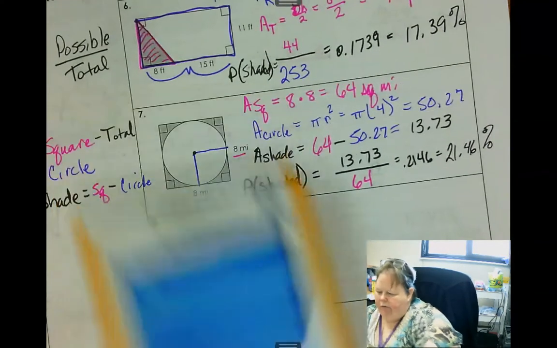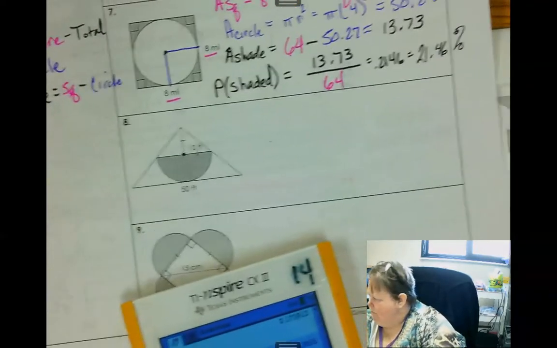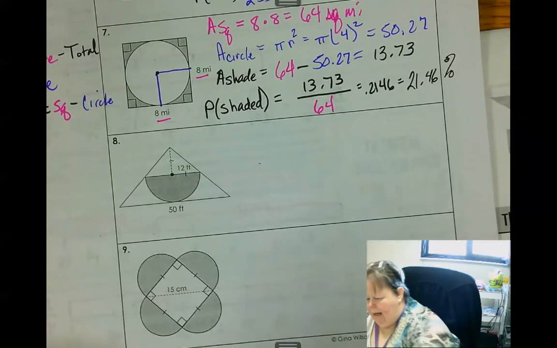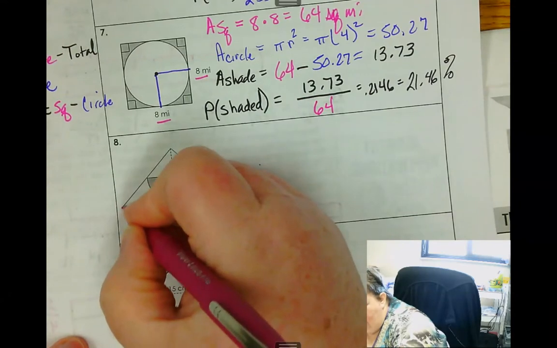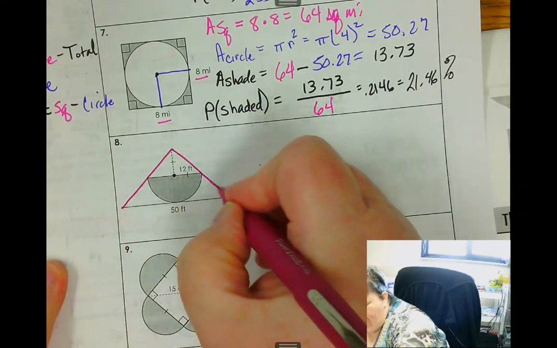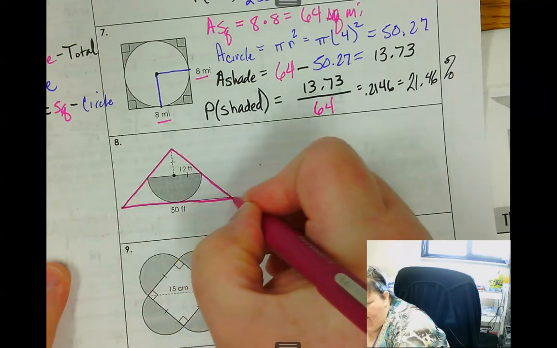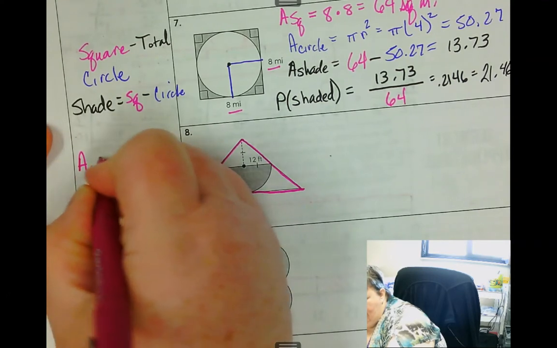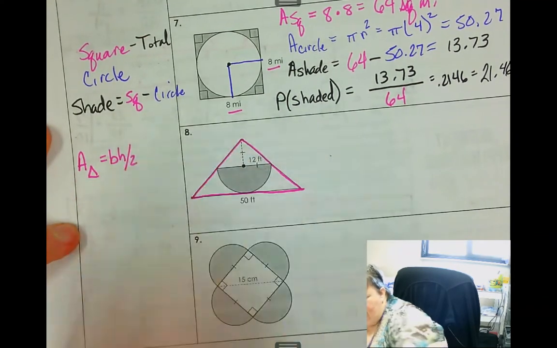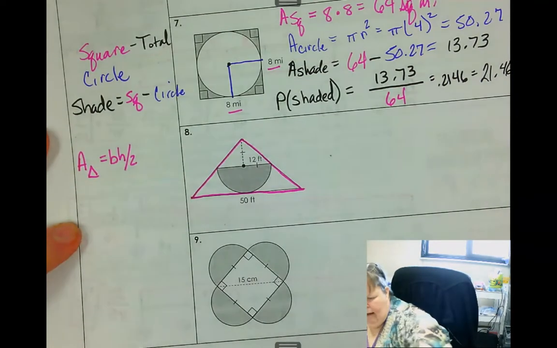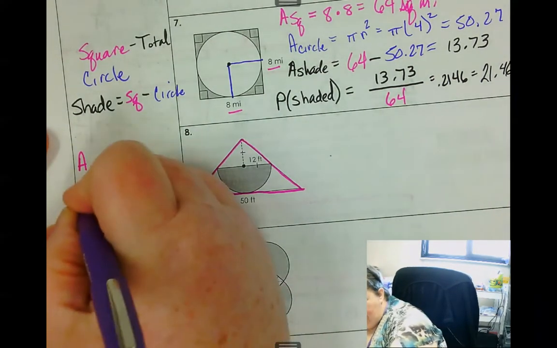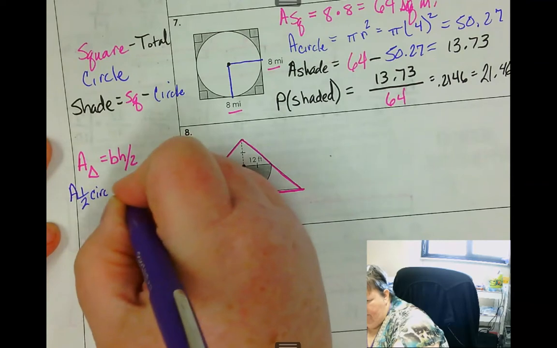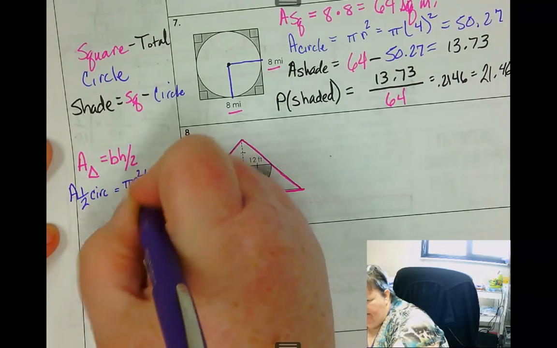That one had a lot of extras in it. But let's look at number 8. Let's analyze this. I have a big triangle. So I need to find the area of the triangle, which equals base times height divided by 2. I need to find the area of the half circle, which equals pi r squared divided by 2.